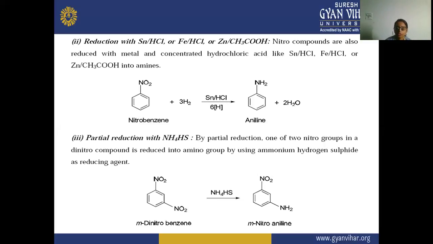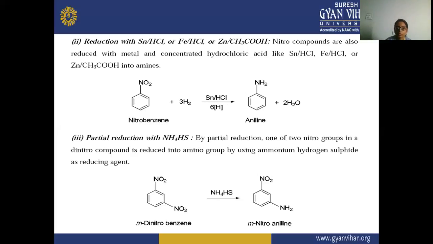Third is your partial reduction with NH4SH. So by the partial reduction, one of two nitro groups in a dinitro compound is reduced into an amino group by using ammonium hydrogen sulfide as the reducing agent. So this is the partial reduction with ammonium hydrogen sulfide.